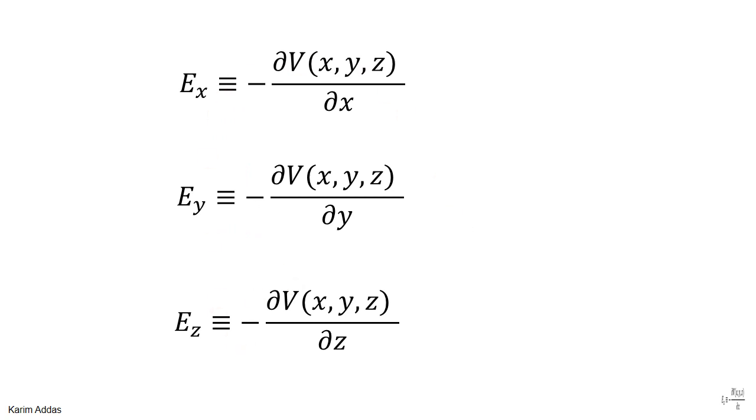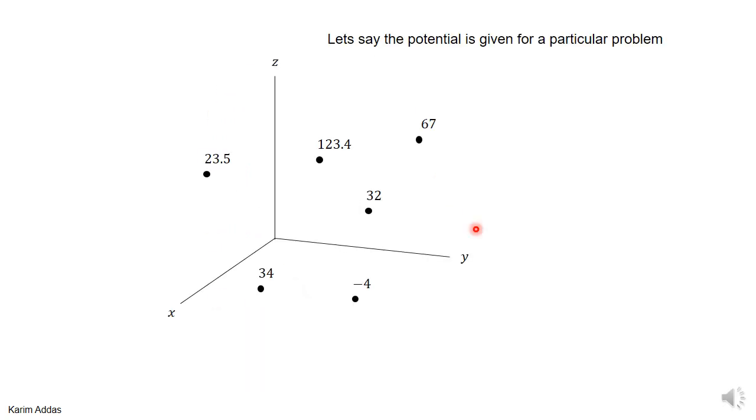We defined this before. Let's say this is a region of space and the charge distribution is not shown, but these are values of the potential at certain points in space. Of course, the potential is defined at every point in space, but we're just showing you here some of the points, not all the points. So the potential here is 23.5 volts. The potential here is 123.4, and so on. These are just arbitrary numbers just to explain the idea that I want to show.